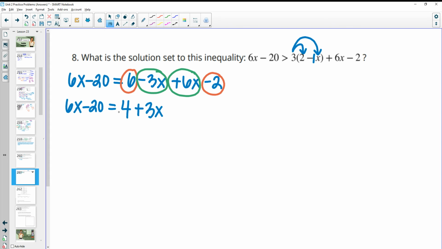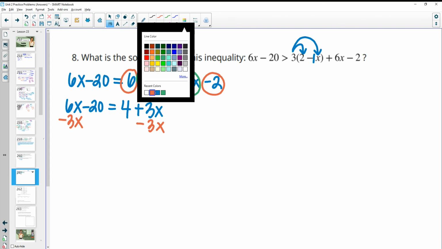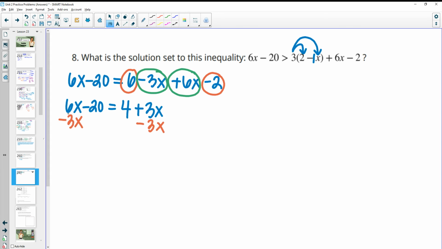So now I need to get them together on the same side. So I see these x's here. I want to subtract this 3x to make it 0 so that it comes off of this side. And what I do to one side, I need to do to the other. So 6x minus 3x is 3x. We still have the minus 20. And then equals 4. And then 3x minus 3x is 0.